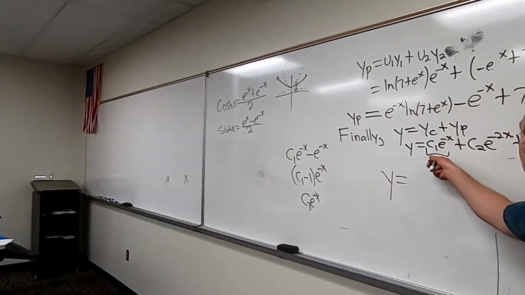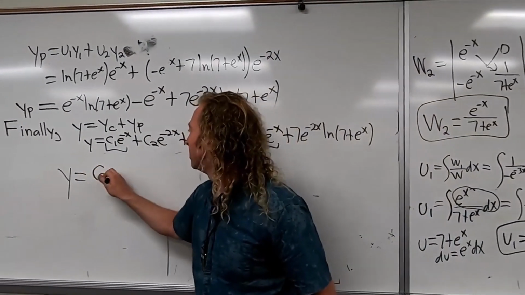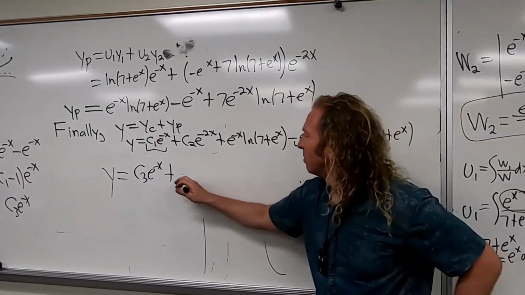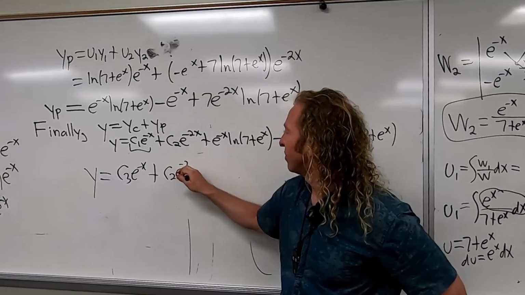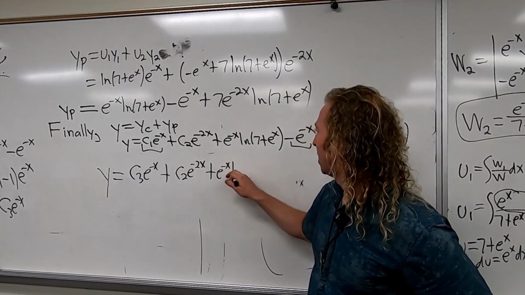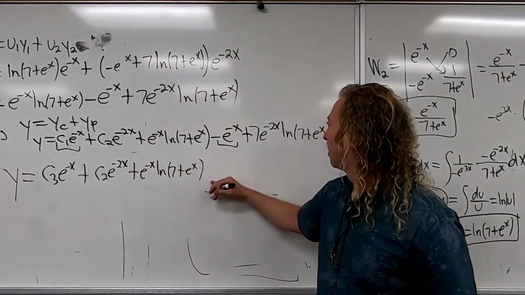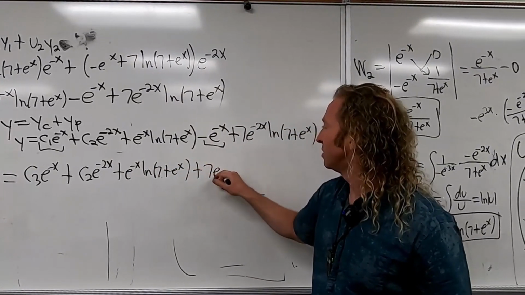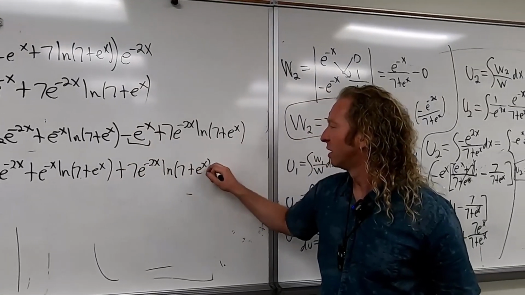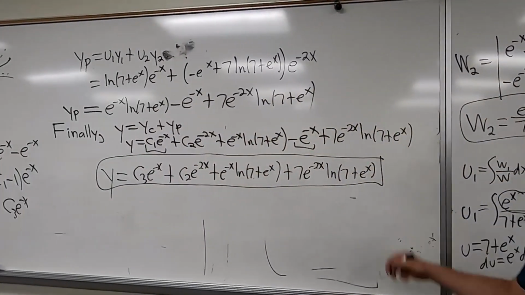Because they're the same, I'm going to take these two and call that C3. So C3 e to the negative x plus, and then that's it. You can't do anything else. Plus C2 e to the negative 2x plus e to the negative x ln 7 plus e to the x plus 7 e to the negative 2x ln 7 plus e to the x. And that would be the final answer to the problem.